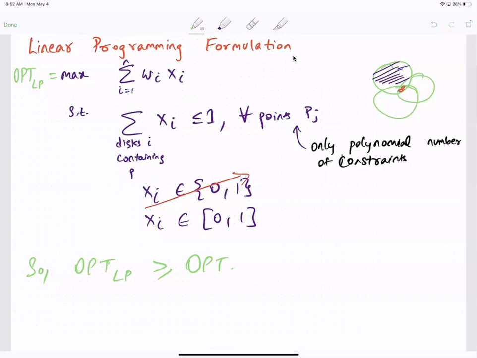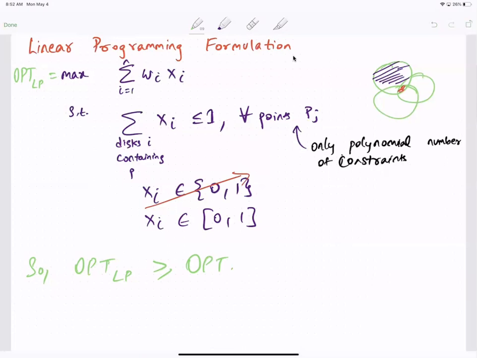Now, because xi can take fractional values, it could turn out that you could put in those fractional values and increase the value of this objective function. That's why we say opt of LP is greater than or equal to opt. It could be equal to opt, or it could be strictly greater than opt.